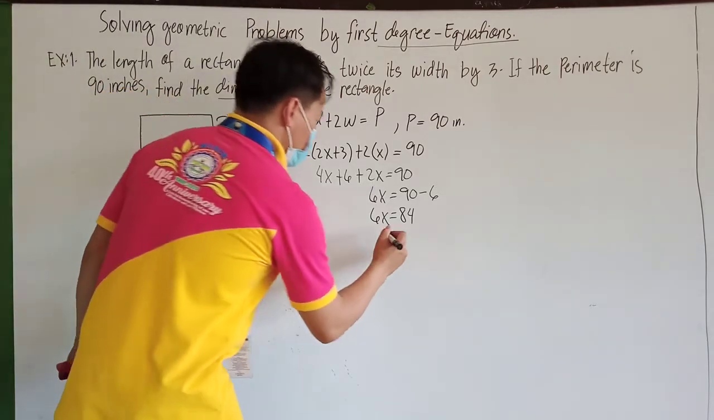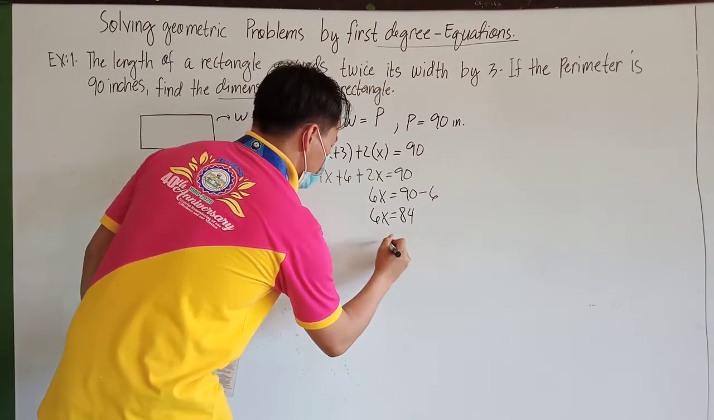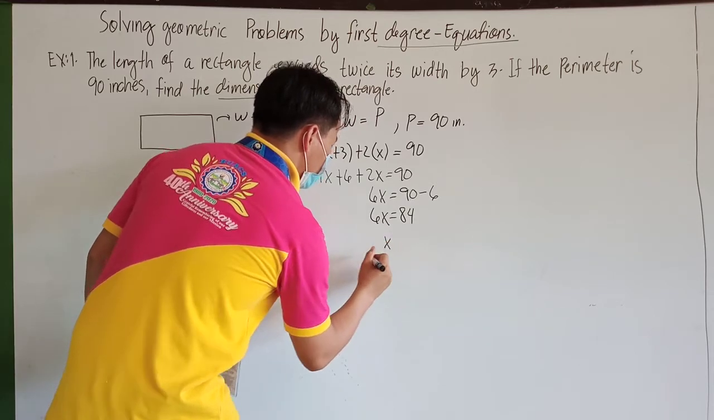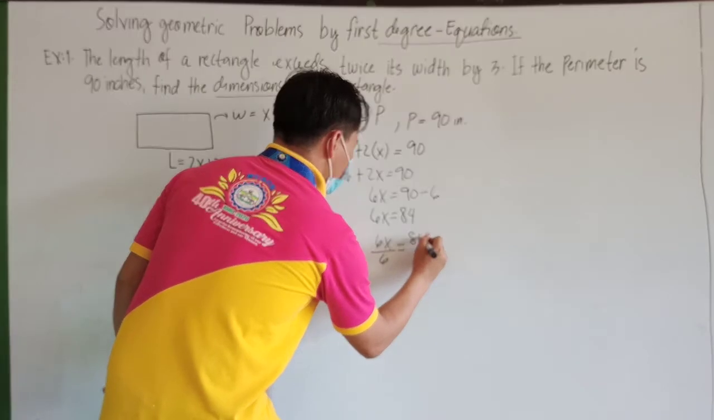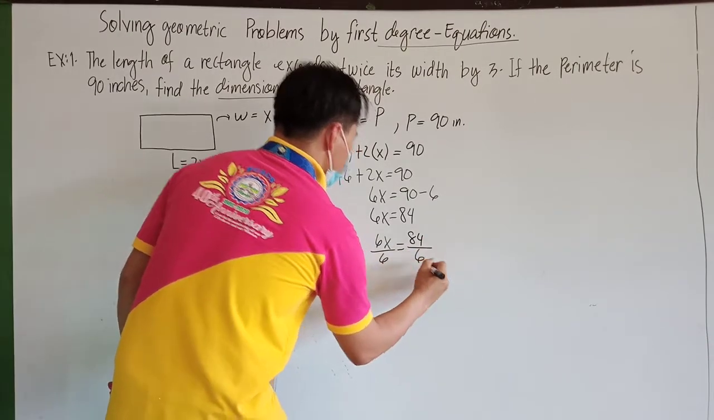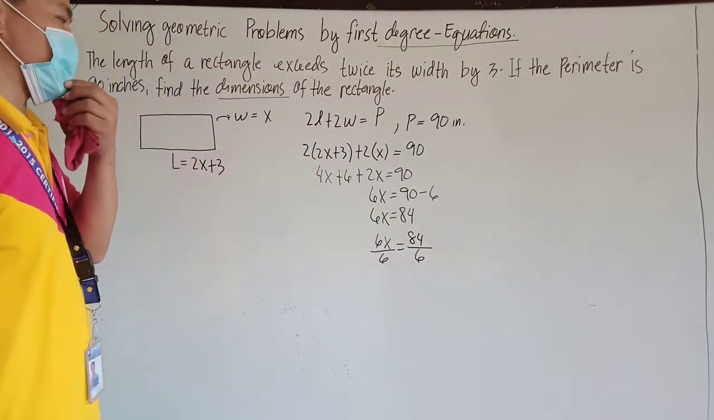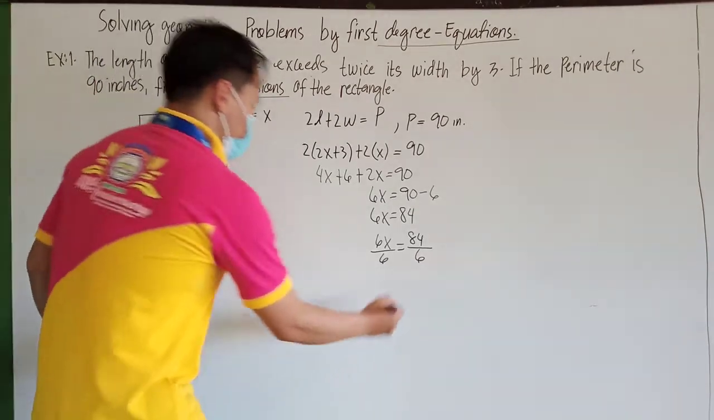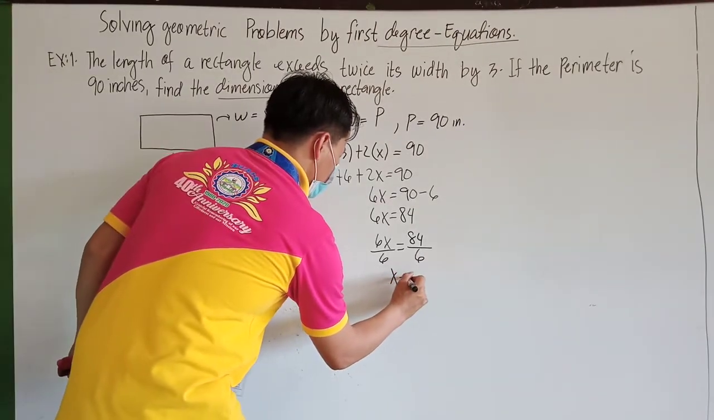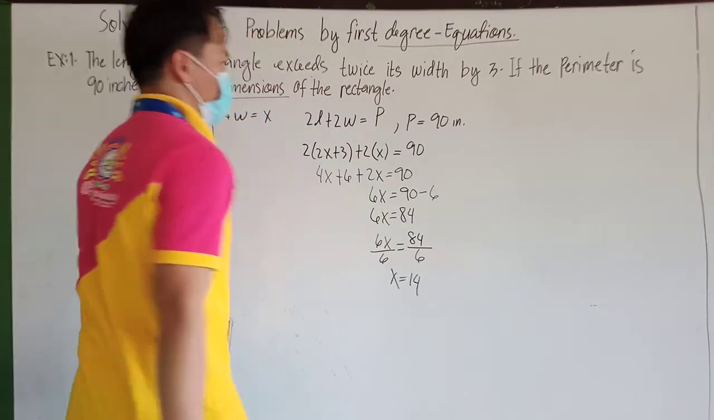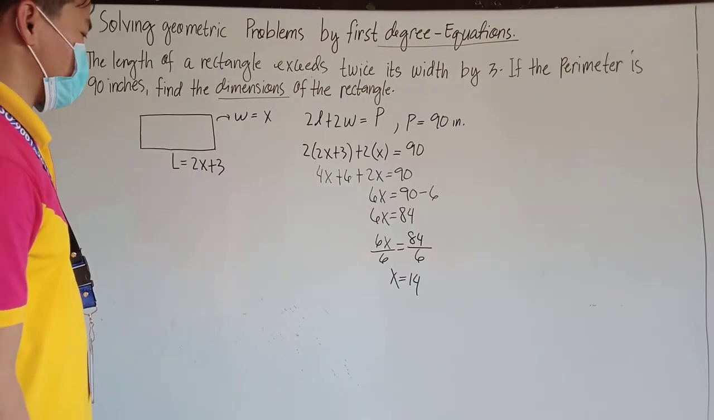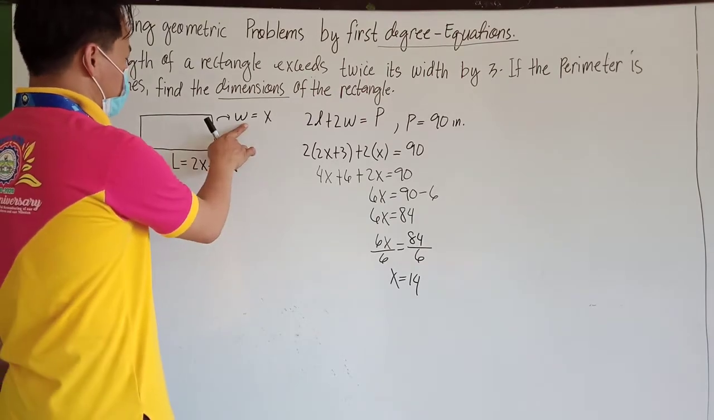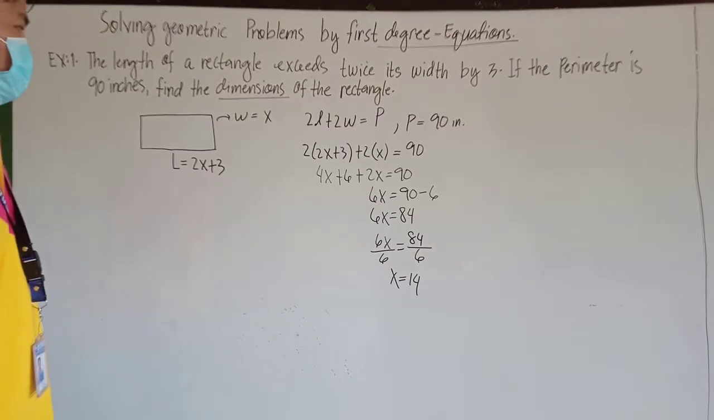Next, we can now divide both sides by 6. So we have 6x divided by 6 is equal to 84 divided by 6. What is the answer? The answer is x is equal to 14. So we already have the value of W, which is 14.